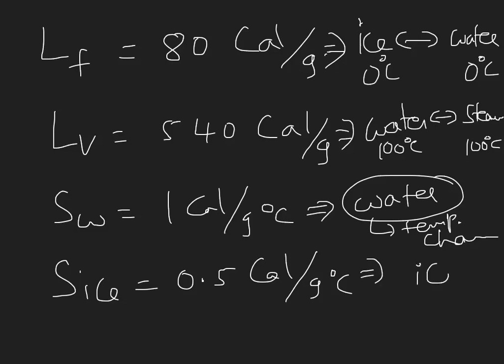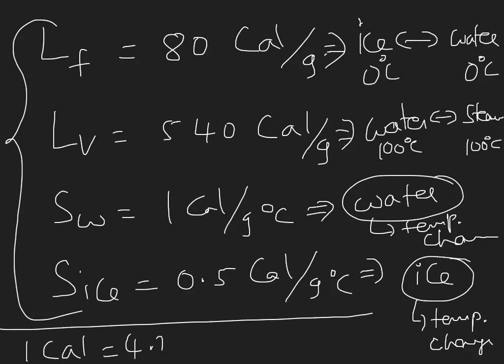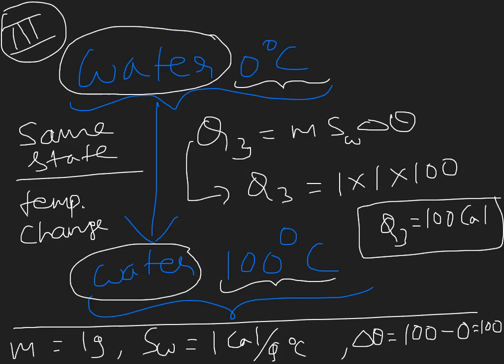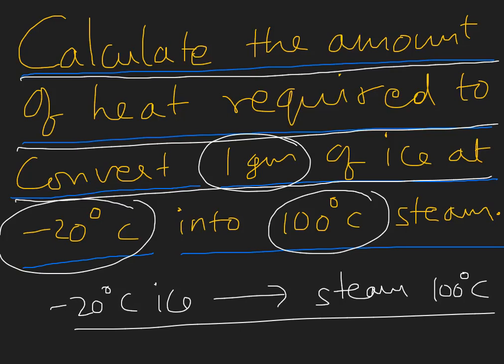In the case of ice, if the temperature is changing within the ice state itself, we use the specific heat of ice only. So according to the situation we have to use them. And if you want to convert, 1 calorie is equal to how many joules? 4.2 joules. You must not forget this conversion also. So this is the basic information needed to solve this problem: how much heat is required to convert 1 gram of ice at minus 20 to 100 degrees centigrade.